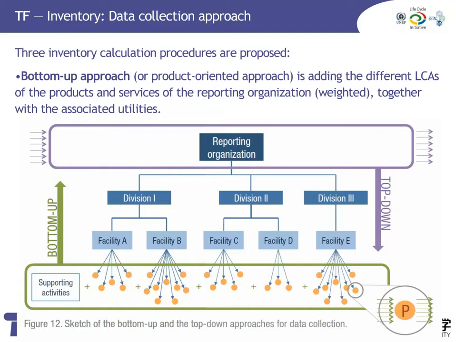One option, what we call the bottom-up approach, is that when we collect the data, we collect data for each of the products or services of the reporting organization. It means we perform a kind of LCA for each of the products or services of the company, plus all the supporting activities. We sum them up according to the amount they are providing, according to the amount in the portfolio, and this will give us the result of the organizational LCA. This is one of the options. We will also see afterwards how this can be implemented.